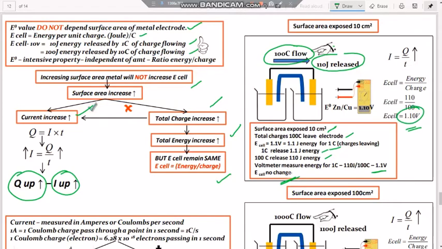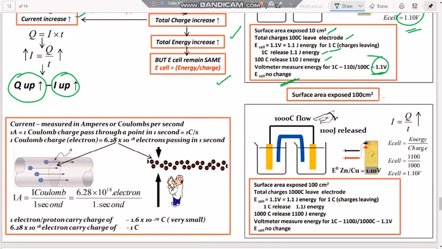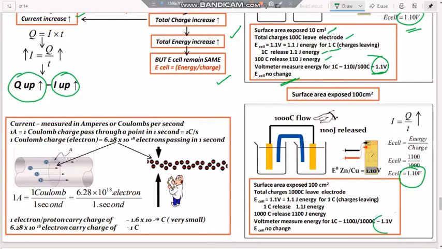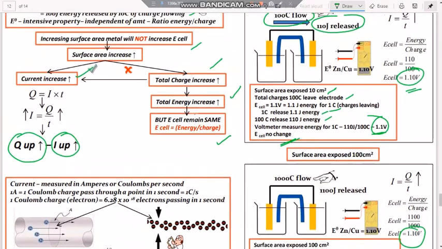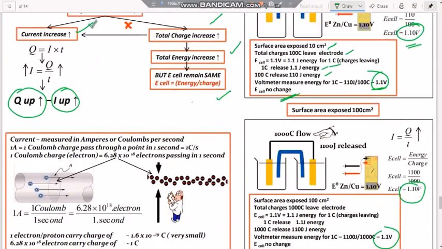Here we got the E cell value, and here we got the same E cell value. Next, when the surface area is increased to 100, we also get the same E cell value. So there is no dependence of surface area on the E cell of the voltaic cell.